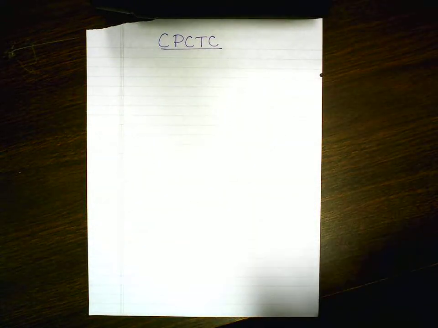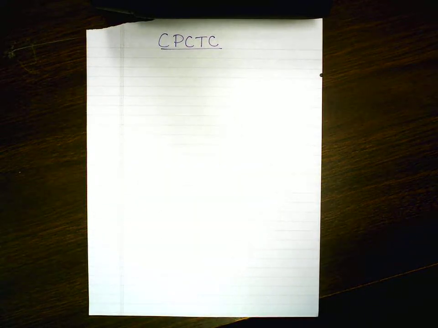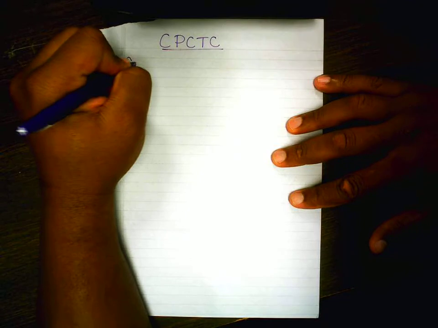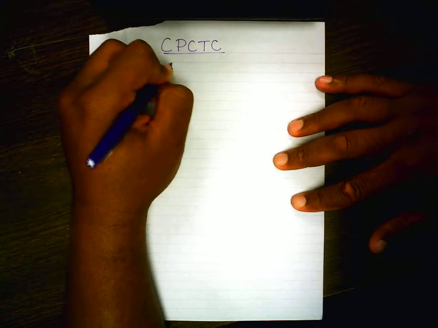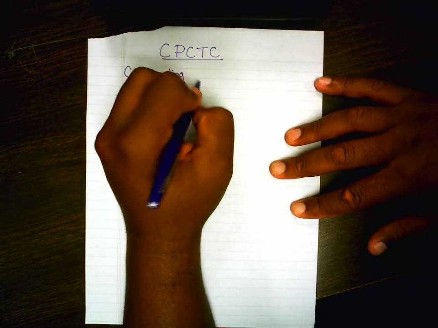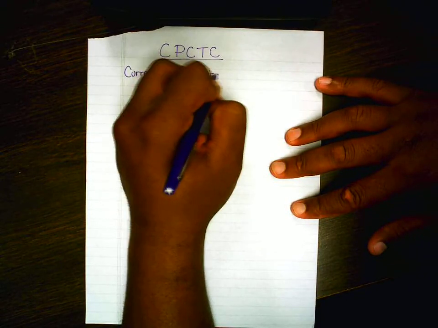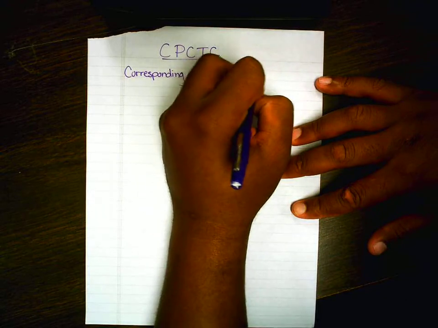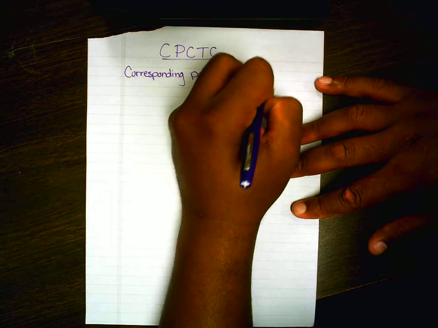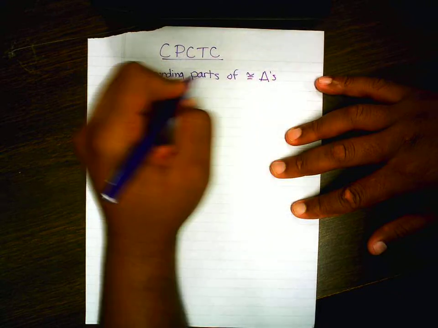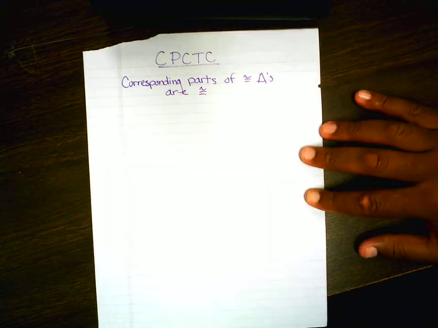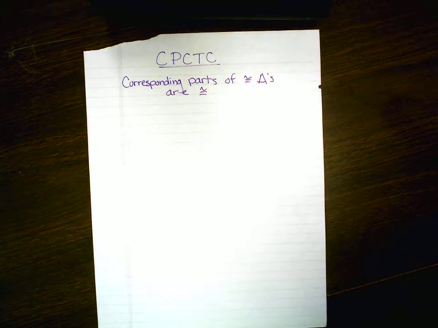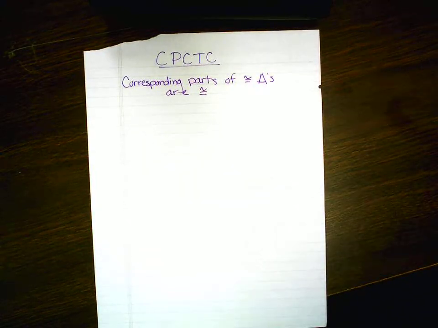Okay, today we'll be learning about CPCTC. This is corresponding parts of congruent triangles that are congruent. So, corresponding parts of congruent triangles that are congruent.